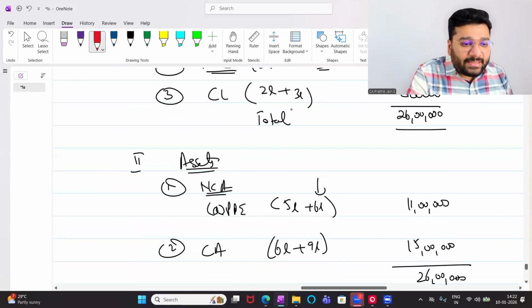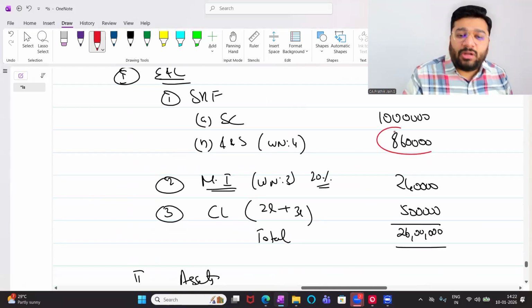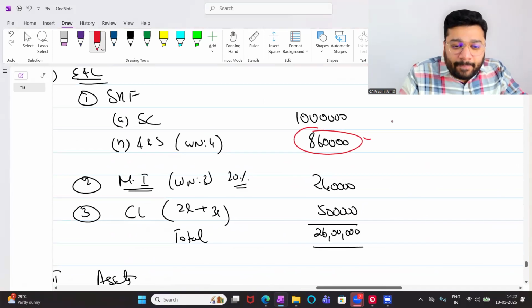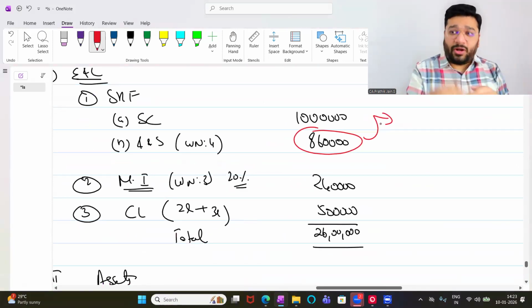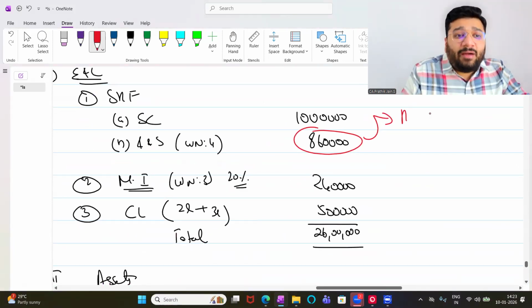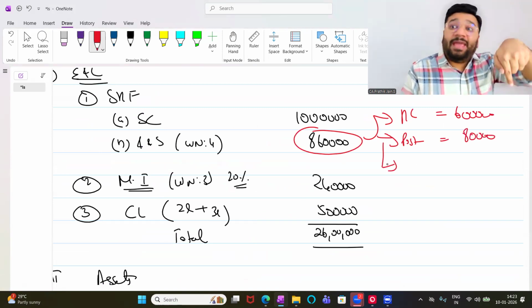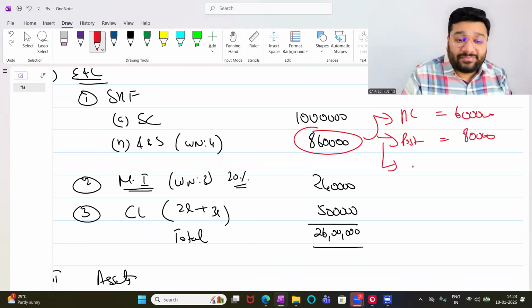Here also we got 860 reserve and surplus in your working note number 4. So what is the breakup of this 860? Breakup means the breakup of accounts, not your breakup, what you're thinking. Holding company's reserve and surplus, how much? 6 lakh. Post profit how much? 80,000. The money that you did not pay, but you are still earning the profit.